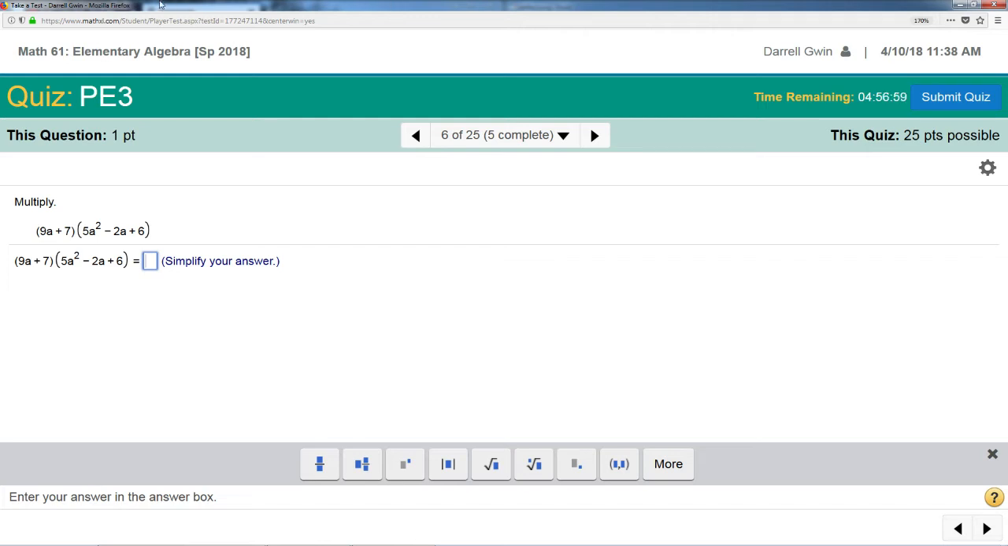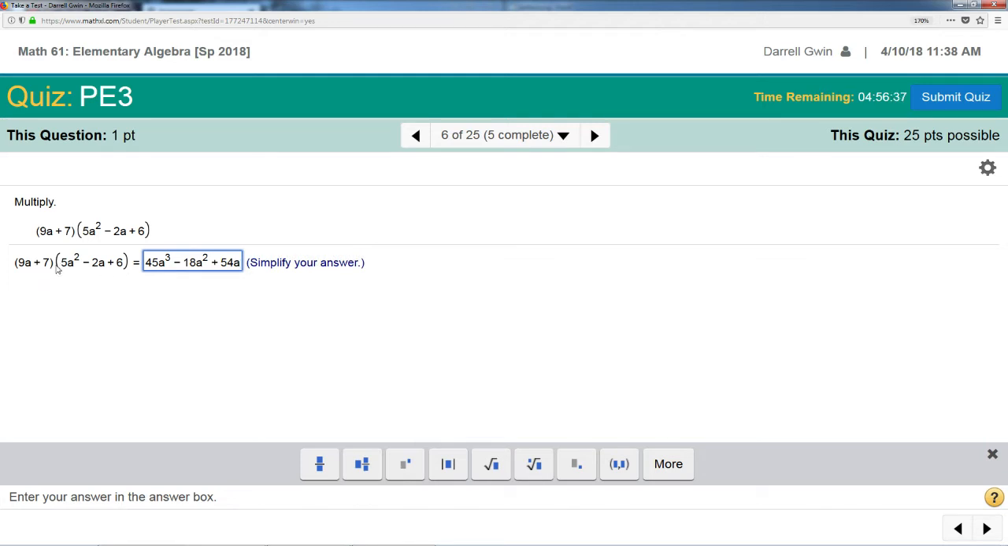9a times 5a squared is 45a to the power of 3. Next is 9a times negative 2a, which is negative 18a squared. 9a times 6 is a positive 54a. We're done with the first term.